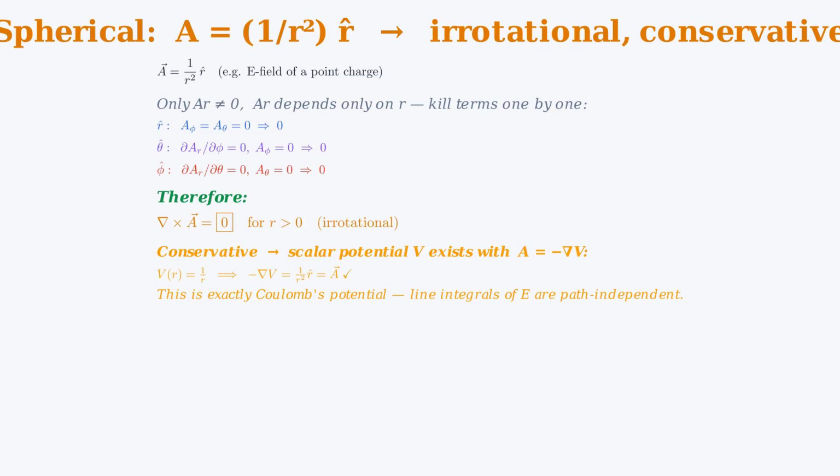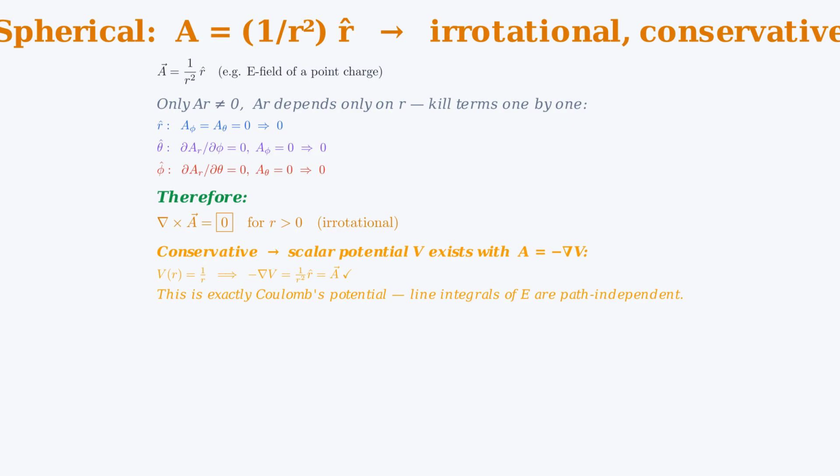Now feel why this matters. In the previous video, we showed divergence is 0 off the origin too. So outside the point charge, the electric field has no sources and no curl. The second condition is exactly what guarantees a scalar potential V exists. And indeed, V equals 1 over r, minus the gradient of 1 over r is 1 over r squared in r hat, which is A.